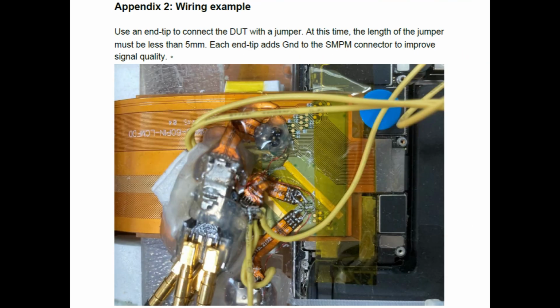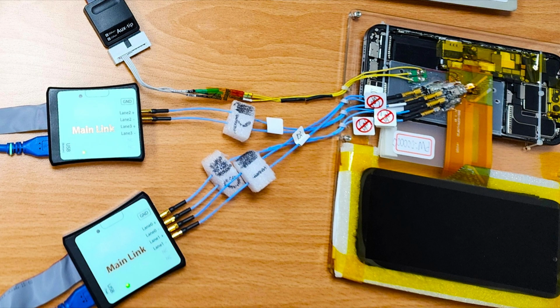For hardware setup instructions, please refer to the user manual for detailed guidance. The device under test runs at 3.24 gigabits per second, while BusFinder supports capturing eDP signals at rates up to 5.4 gigabits per second, providing ample margin for high-speed analysis.